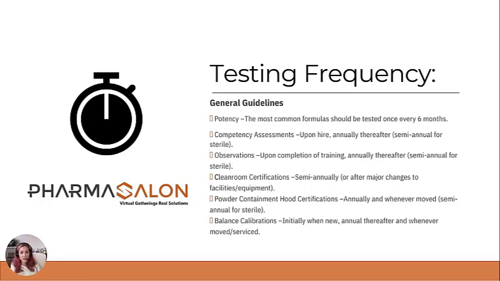Your clean room certifications, those need to happen semi-annually, or if there's any type of major change to the facilities or the equipment. Your powder containment hoods need to be certified annually and whenever they're moved, semi-annually for sterile. And your balance calibrations. This should happen initially when they're new, annually thereafter, and whenever they're moved. And in this case, I'm talking about the third-party annual calibration. You might have a different frequency. That's fine. Just make sure that you know what that is, because that's going to help us create that training program down the line.